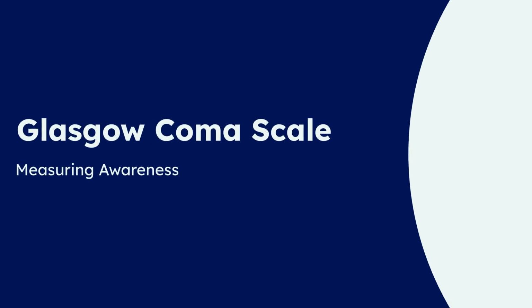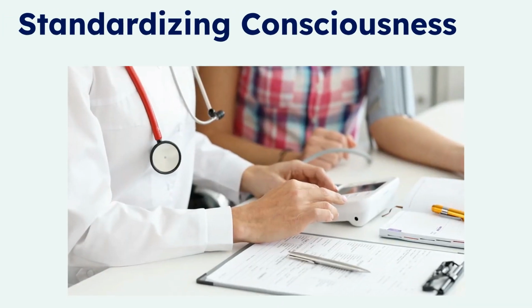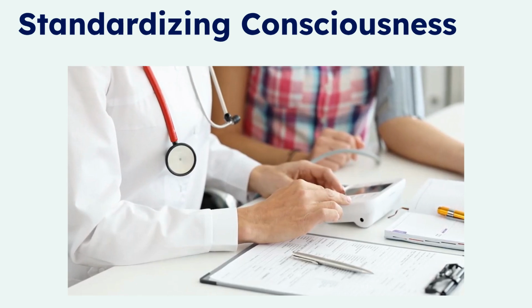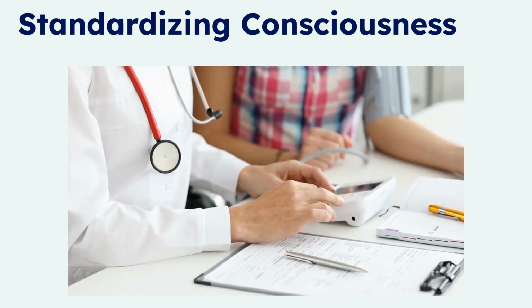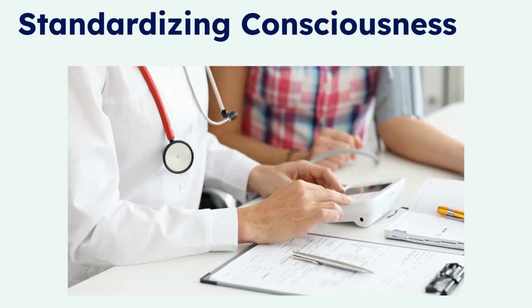Now, let's introduce the Glasgow Coma Scale, or GCS, the standard tool for measuring a person's level of consciousness after a brain injury. The GCS standardizes measurement across three components: eye-opening, verbal response, and motor response, providing an objective score. The first component is eye-opening, with a maximum score of 4.